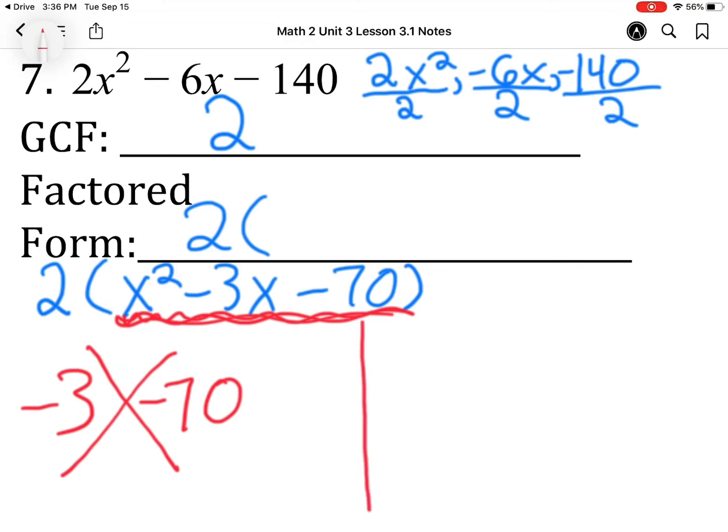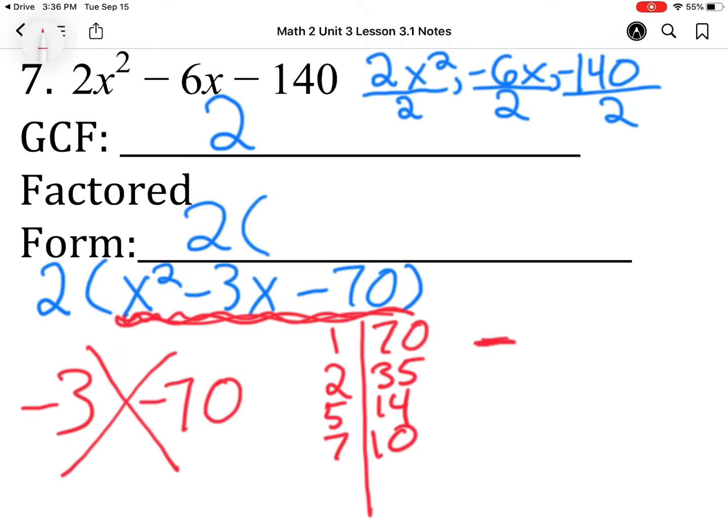Add or subtract. So for 70, we can create a table. 1 and 70. 2 and 35. 3 can't go into it. 4, no. 5 would be 14. 6 can't go into it, 7 can, 7 and 10, so on and so forth.